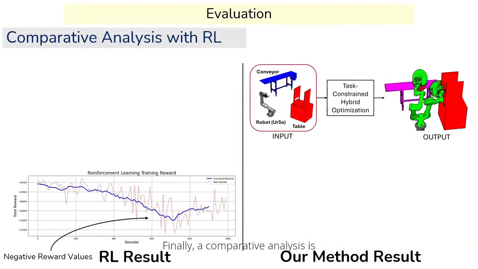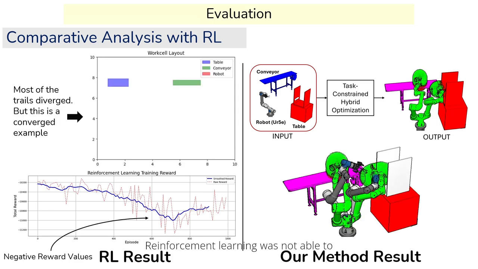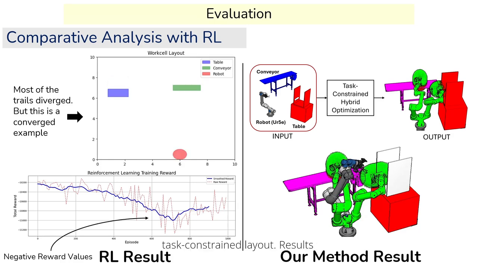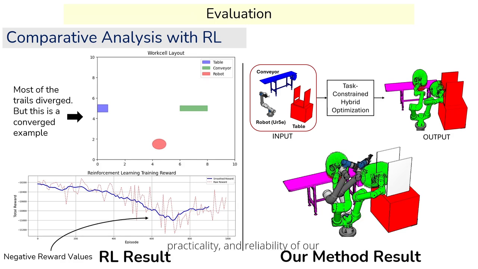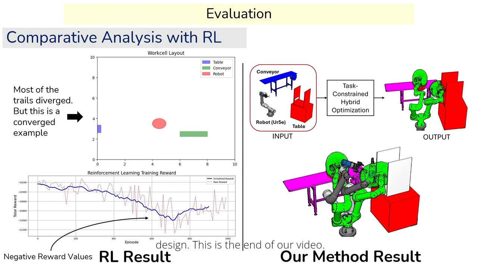Finally, a comparative analysis is conducted between the proposed meta-heuristic approach and a learning-based algorithm under identical conditions to benchmark performance. Reinforcement learning was not able to realize a policy for a compact and task-constrained layout. Results demonstrate the superiority, practicality, and reliability of our method for real-world robotic work cell design.